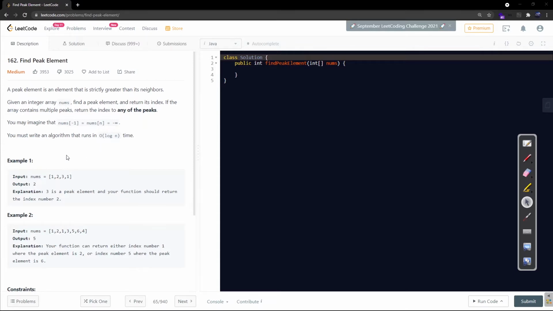So let's see the first example: 1, 2, 3, 1. And what is the peak element here? 3. What is the index of 3? It's 0, 1, 2. 2 is the index of 3. So output is 2. Let's go to the second example now.